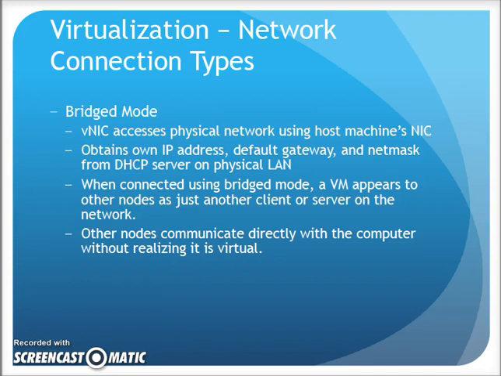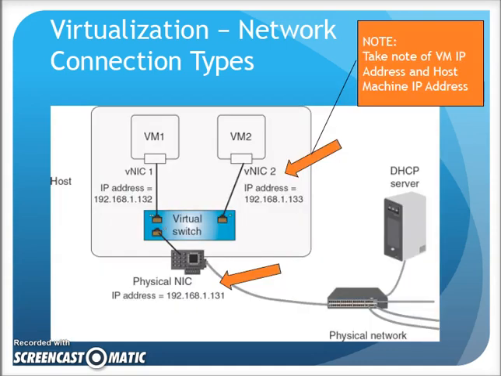With bridged mode, this is the one we end up using in our lab machine. With bridged mode, the VNIC accesses the physical network using the host machine's NIC. So my virtual machine is literally being bridged to the physical NIC in the system. It's going to contain its own IP, default gateway, network mask, all that good stuff from the LAN itself. So the virtual machine is going to appear like it's a regular node on the network, just like the host machine. And other nodes on the network can communicate directly with it, not even realizing it's an actual virtual machine.